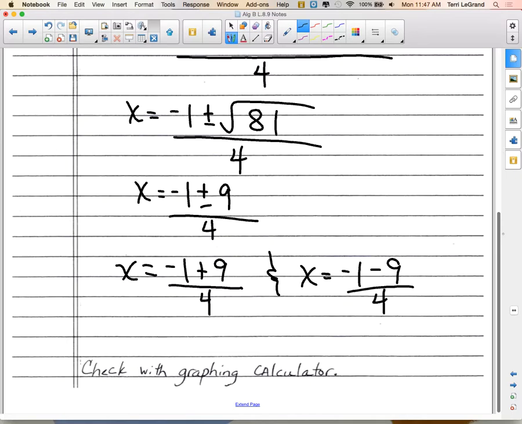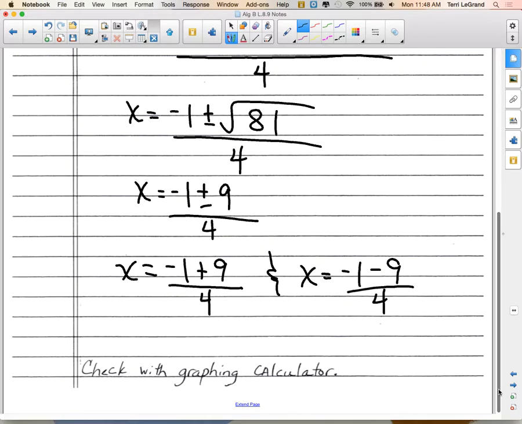Yes, Cody? Is 9 a perfect square? No, 81 is a perfect square. And that's why we got 9. But 9, we are not taking the square root of it, even though it is a perfect square. We got rid of the radical sign, so no reason to take the square root of 9 also. We only need to take the square root of our discriminant. Our discriminant was 81.